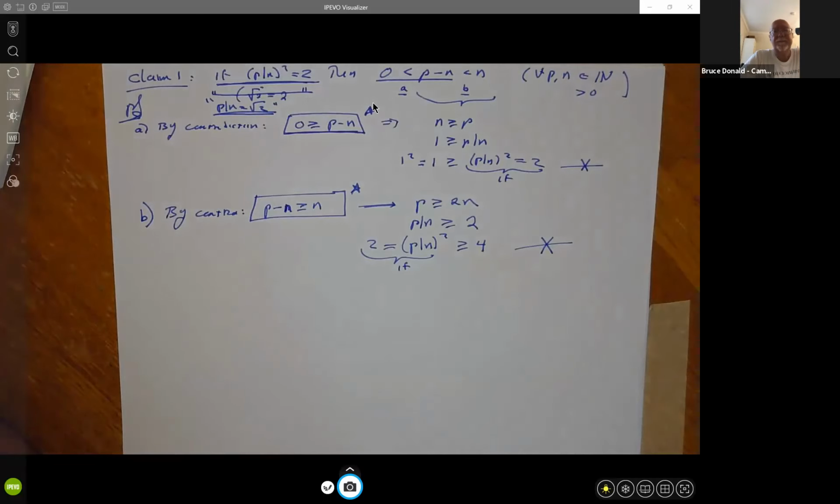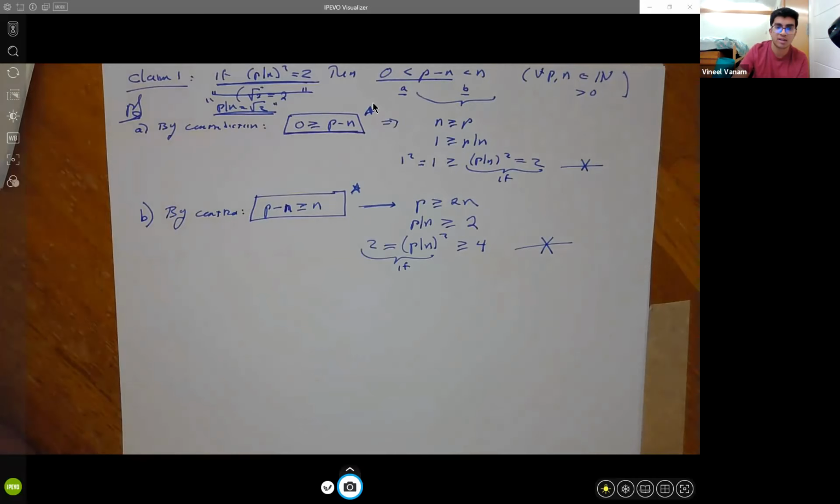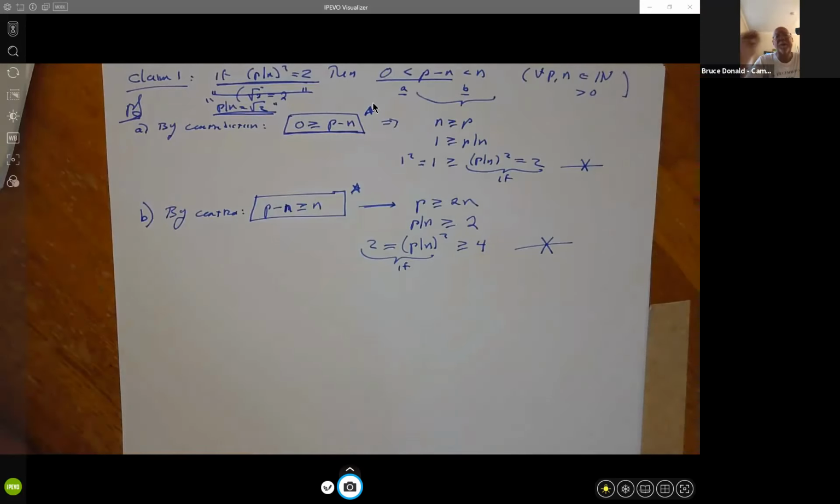More questions? Yeah. So when I was talking about the proof by construction, I think you called it, I took the square root of both sides of p over n squared equals 2. And you said that you can't really do that because it's sort of informal. So would that proof, like by construction, still hold up, or would you not be allowed to do that? I would allow you to do it. It's just kind of not how number theorists usually think about it. Okay.